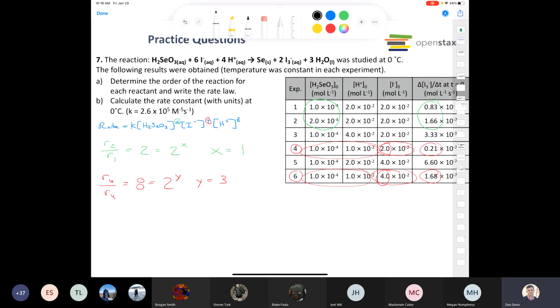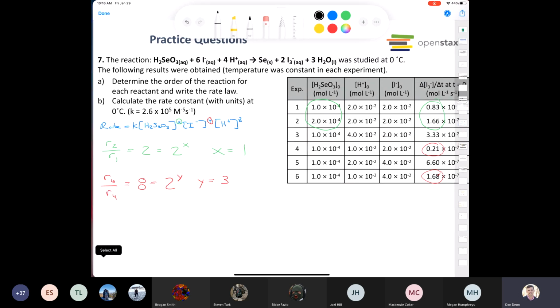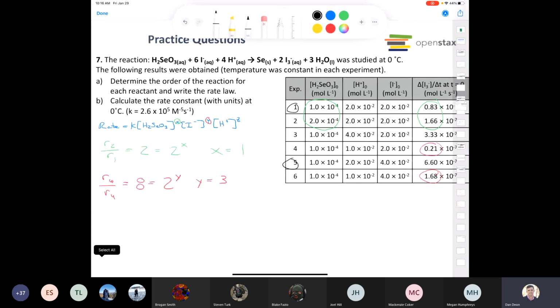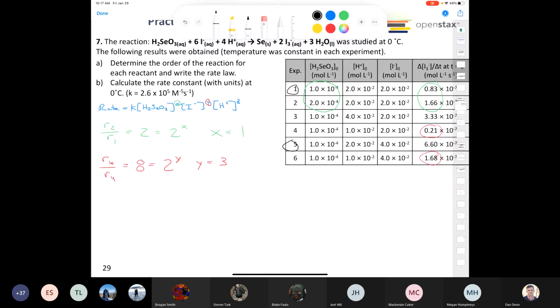Okay, one more. Now let me just delete some of this because I have a lot written on here. There we go. So I'll use a black font for this one. And the last thing we need to do is figure out z. And for z, I'm going to pick 2 experiments. Shoot, I thought I had them all worked out. But we could choose 5 and 1, right? That'll work. So why don't we choose R5 over R1?